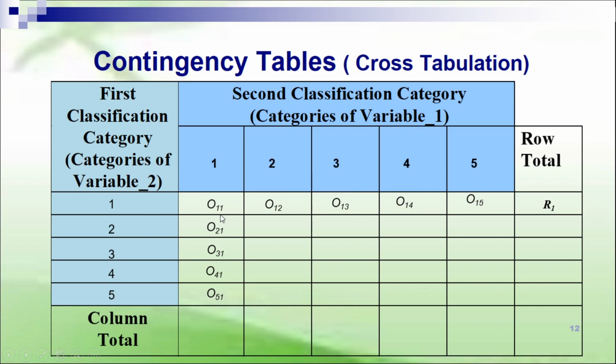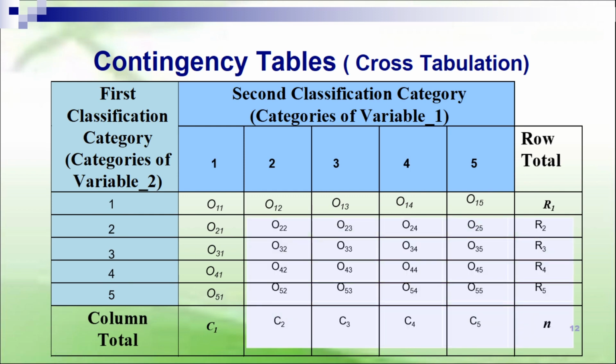O31 means this belongs to the third category of variable 2 and the first category of variable 1. Column totals are represented by C, C1, C2, C3 likewise. C represents the column totals, R represents the row totals, R1, R2, this number represents the particular row, and N represents the grand total, the sum of the row totals or the sum of the column totals. The sum of the column totals and the sum of the row totals should be equal, that is equal to N.